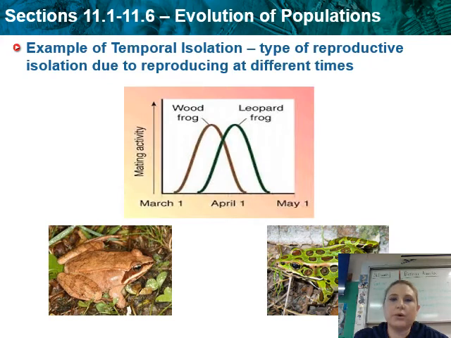Okay, temporal isolation. We have types of reproductive isolation due to reproducing at different times. So these frogs all come into mating at different times of the year. We have the wood frog over here, whose reproductive or mating activity is highest between March and April. And the leopard frog is right after him, and he's more active during April and May.